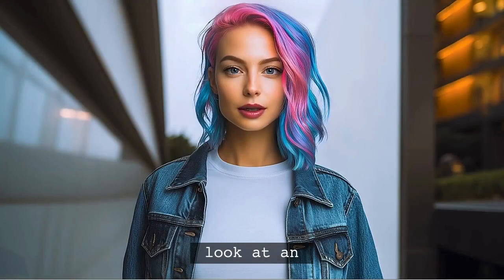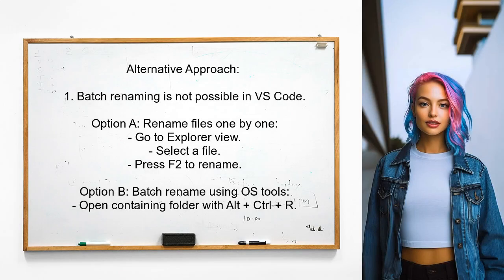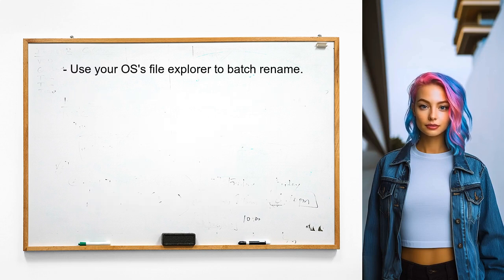Let's take a look at an answer from another user. An alternative approach to renaming multiple files in Visual Studio Code is through batch renaming. However, this cannot be done directly within VS Code. You can rename files one by one by selecting each file in the Explorer view and pressing F2, or you can batch rename using your operating system's file explorer.